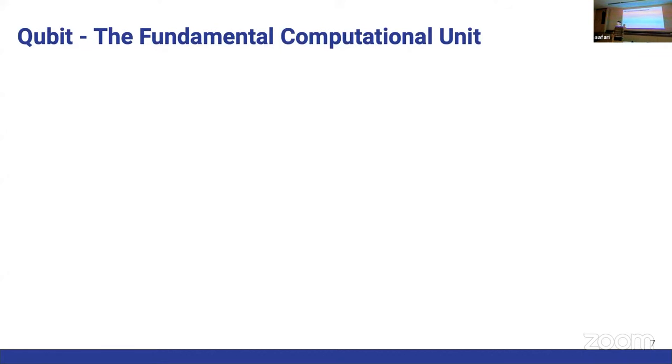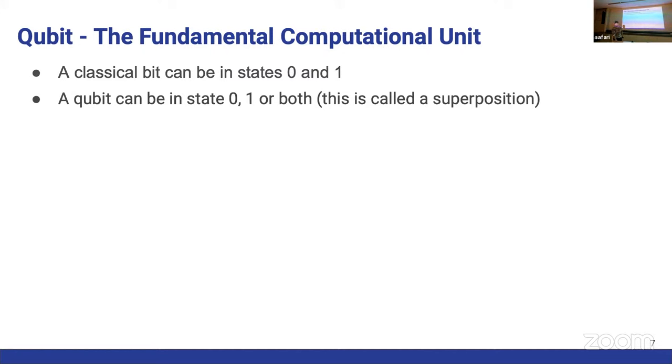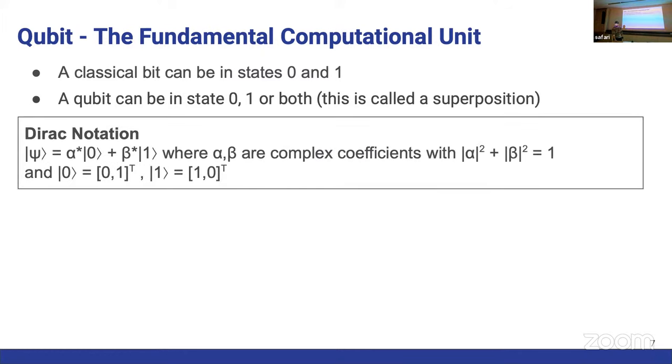The qubit is the fundamental computational unit of quantum computers. While a classical bit can be in state 0 or 1, a qubit can be in state 0, 1, or both simultaneously. This is referred to as a superposition, and it can be noted in the so-called Dirac notation. Psi, in this case, is the wave function, and 0 and 1 are the two basis states. The superposition is always a linear combination of those two basis states. We can also see that both basis states are noted as vectors. That means that psi itself is also a two-dimensional vector containing the coefficients alpha and beta.